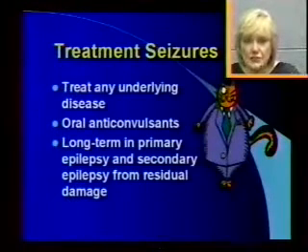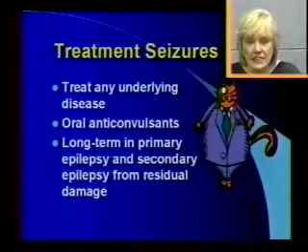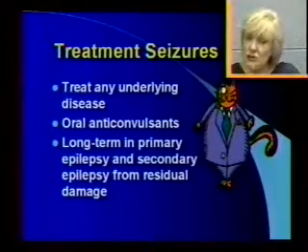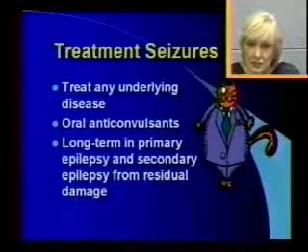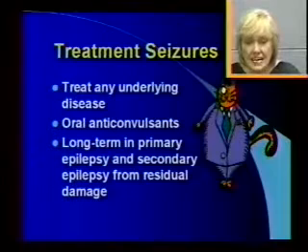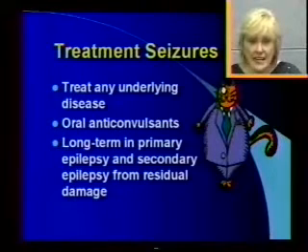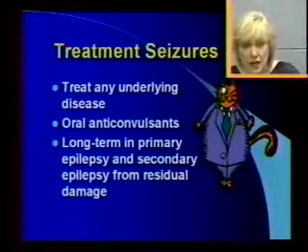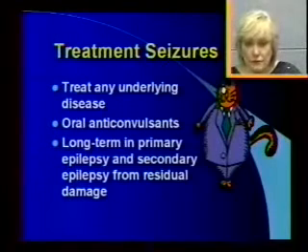So treatment of seizures is one of the biggest challenges that we can have. And so first off, we have to treat any underlying disease. If it's something going on outside the body, like low blood glucose or like hypocalcemia or liver disease, if we treat the underlying disease process outside of the brain, then we may not even have to give the dog any kind of anticonvulsants.